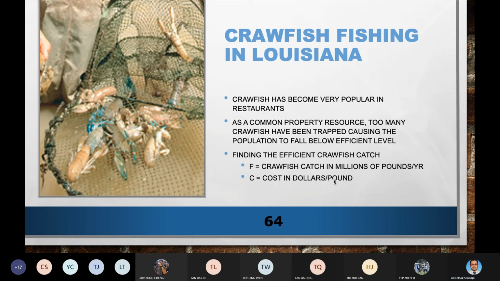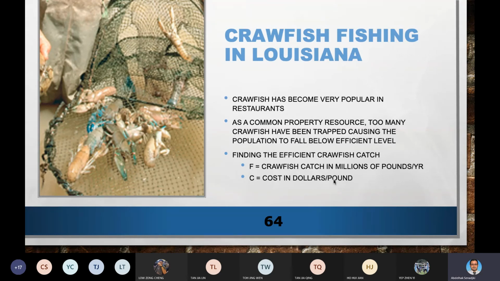So, for example, we have this example in crawfish fishing in Louisiana in the United States. Crawfish has become very popular in restaurants. The demand is very high. As a common property resource, too many crawfish have been trapped, causing the population to fall below the efficient level. This means that reproduction becomes less and less.